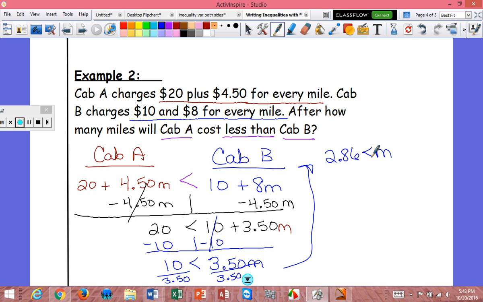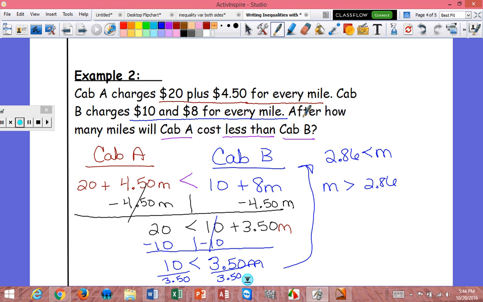Now we want the variable on the left, so I'm going to rewrite this. So as we can see here, the miles are greater than 2.86. So I want to make sure that M is greater than 2.86. And I did just make a mistake there. I said that this was money. It's not money, it's representing miles, but I'm going to go ahead and round it to the hundredths place.